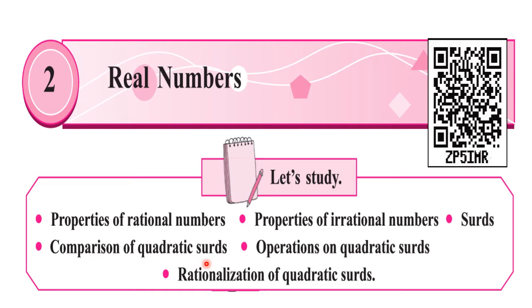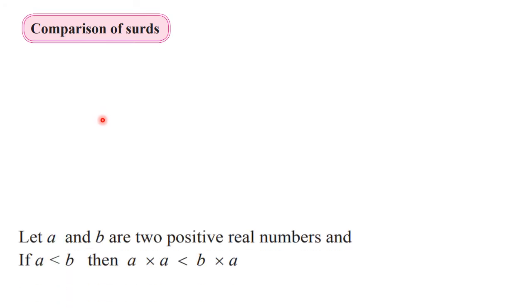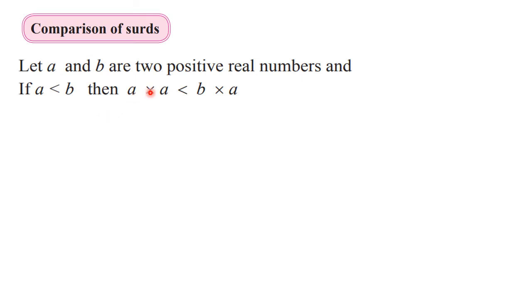That means surds with order 2, operations on that, and then rationalization, all these we are going to see only about quadratic surds. That is why everywhere you find the word quadratic. Quadratic means the order 2. Okay, so now let us go towards the next topic, that is comparison of quadratic surds. Here we will try to understand how to compare the surds. So first of all, for this we will see the theoretical part.